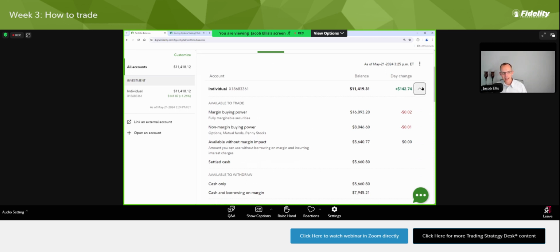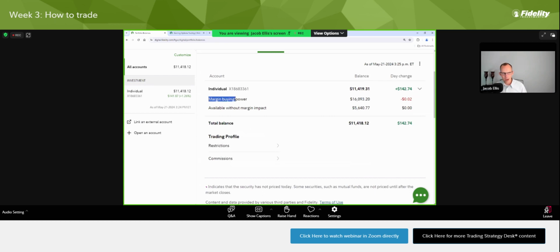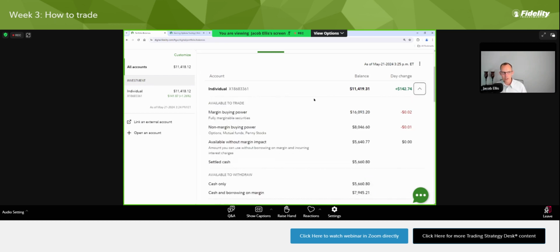With the menu expanded, we see that margin buying power gets a little sub-definition right here, meaning if you buy fully marginable securities, if you buy things like Microsoft or Apple or Nvidia, highly traded, well-known stocks, you're probably going to be getting it at this part. But if you were to buy a home or a car that's in a real bad shape, the bank is going to change how much money they lend you. That also happens in the investing world.